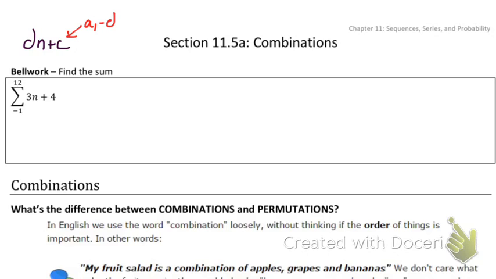Geometric is an exponential function. So I would have like 3 to the n power. That's how we're going to tell the difference in those. So it's arithmetic. And for an arithmetic sum, we're going to have our sum.